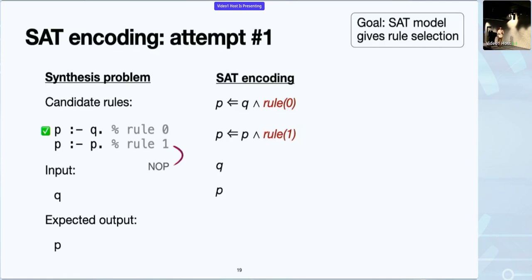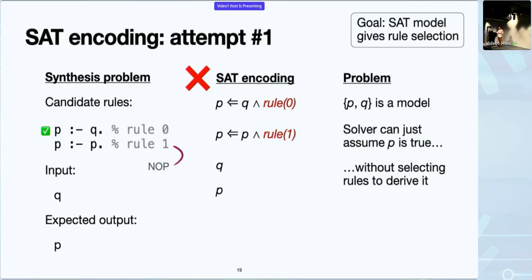So let's look at a potential encoding. Here's a very simple, naive encoding. We just take our candidate rules, turn them into logical implications, and we tack on an atom that identifies that rule. And then we state our specification. So unsurprisingly, this doesn't work. Why not? Well, because the set {P, Q} is a model, and essentially the solver can just assume that P is true without being forced to pick a rule that actually derives it.